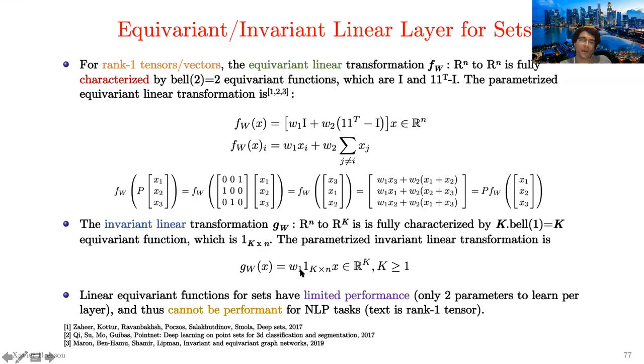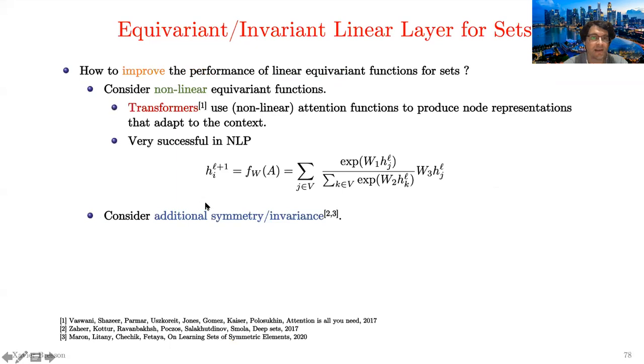So you see right away that if you want to do NLP, natural language processing, which is a set of words, then you don't have too much freedom, I would say, too much learning capacity, because you only have two parameters that you can learn. So it has very limited performance, and you cannot use that for NLP. It's not enough to get good performances. So the question is, what to do for sets?